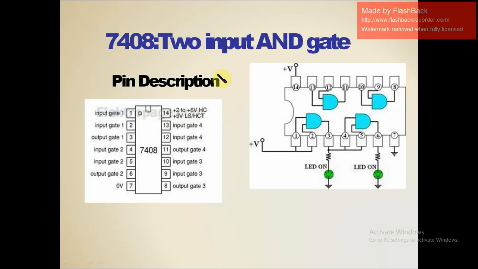Here is the 2-input AND gate, 7408. The total pin diagram is given, a 14-pin IC, with the voltage supply. Pins 1 and 2 are the inputs and 3 is the output, and so on. The pin diagram and pin description are given here diagrammatically. It is easy to understand.